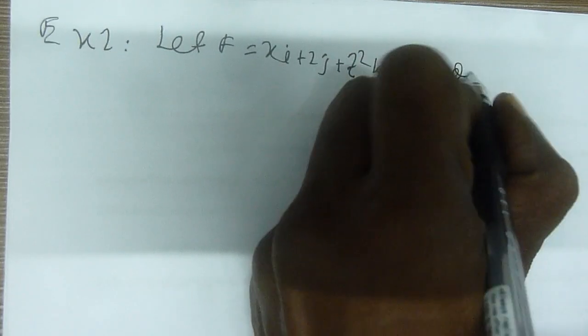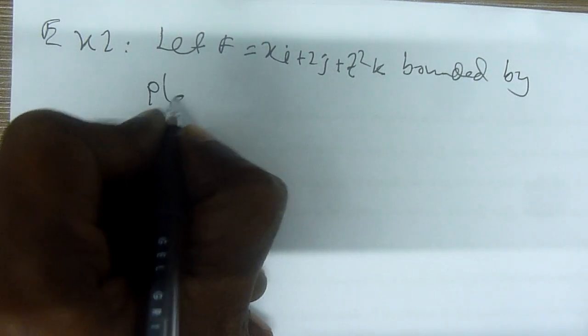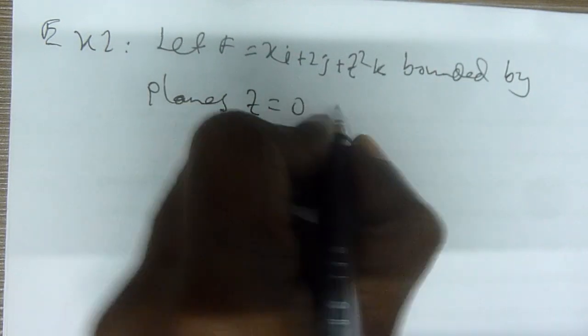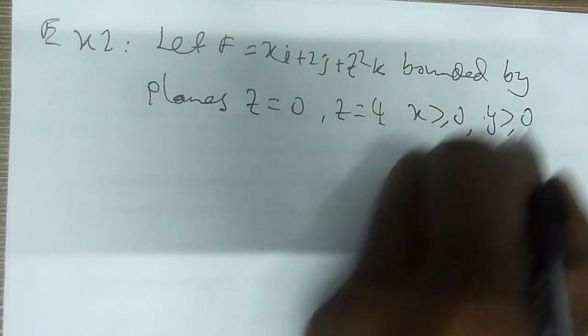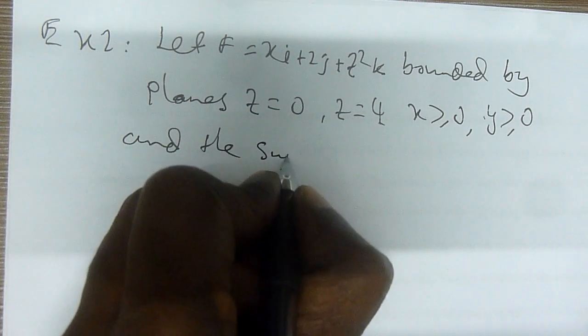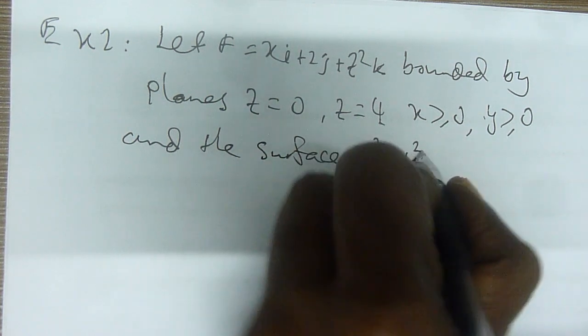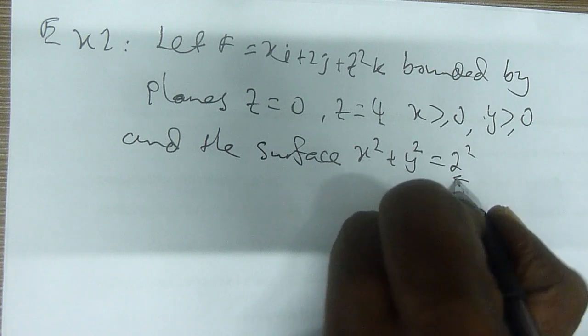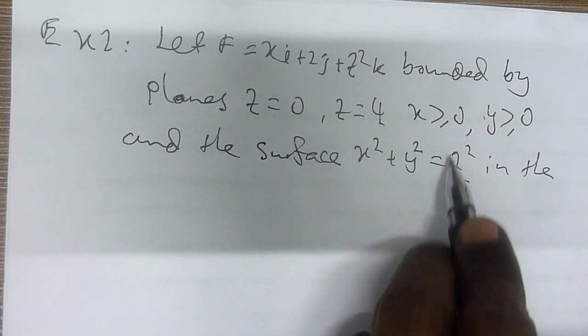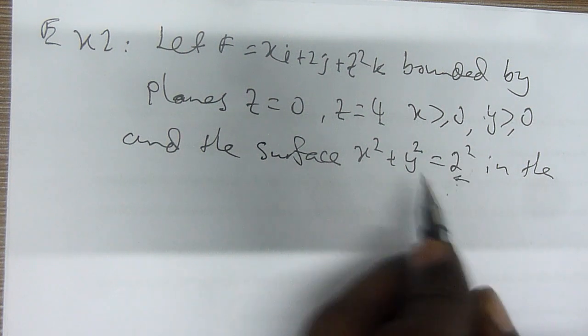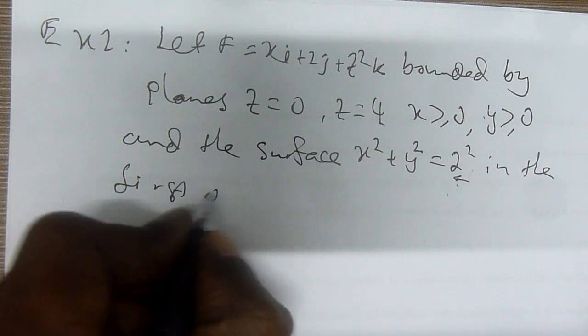The next example, example 2 is, let F equal xi + yj + zk, bounded by the planes z equals 0, z equals 4, where x is greater than 0, y is greater than 0, and the surface x² + y² = 4. Normally 4 is the radius, which is important here. Please remember I didn't write this as 4, but I'm helping you to see this as a radius first. In the first octant.